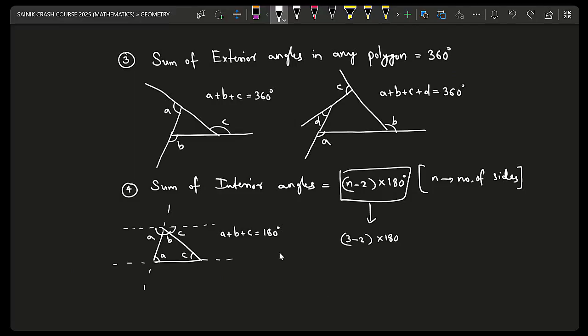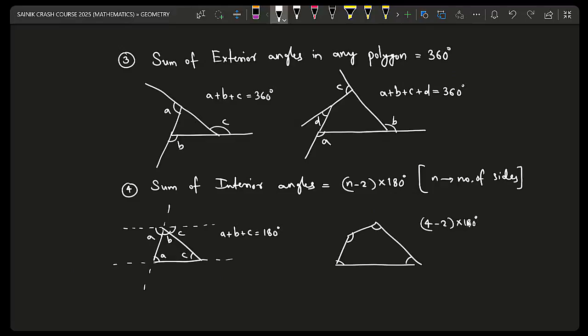Not only for triangle, we can also use this formula for quadrilateral. Okay, let us try for quadrilateral. So this is a quadrilateral. I want the sum of interior angles. 1, 2, 3, 4. So in place of n, we are going to use 4. So that is 4 minus 2 into 180 degrees. 4 minus 2 is 2.